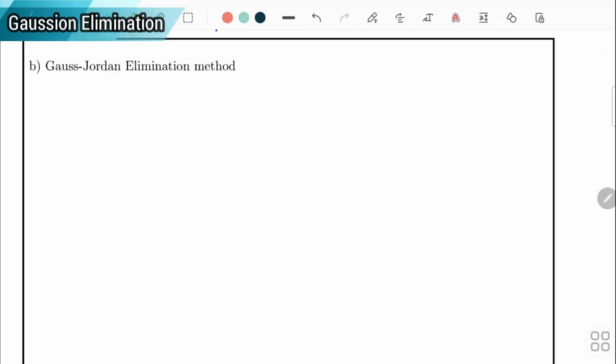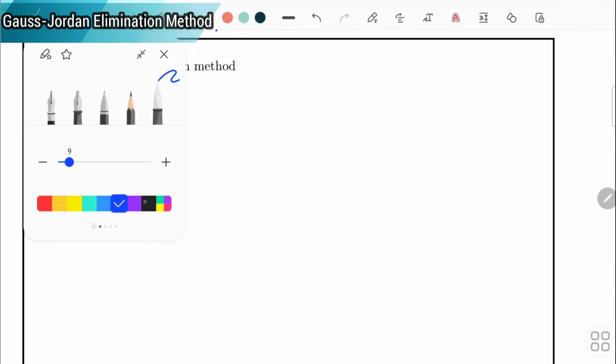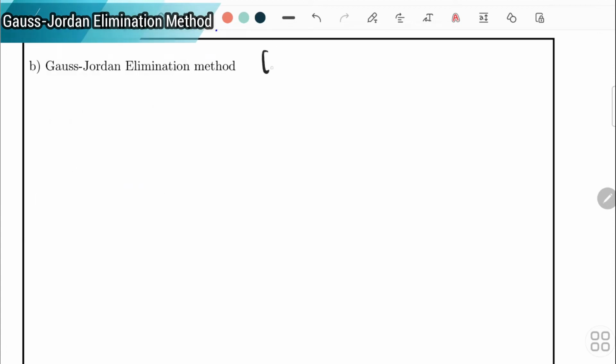Alright, so now we proceed to the other elimination method, which is the Gauss-Jordan elimination method. So what's the difference between these two? You should start with A augmented with B. We're going to reduce by using EROs until you get the identity augmented with x. So this is the solution that we are looking for. You have to reduce until you get the identity part on the left side of this augmented matrix.